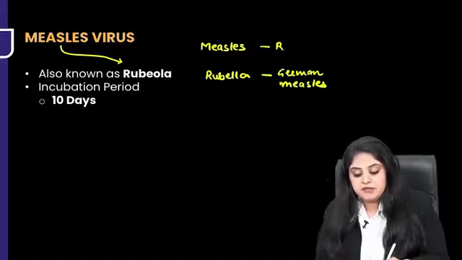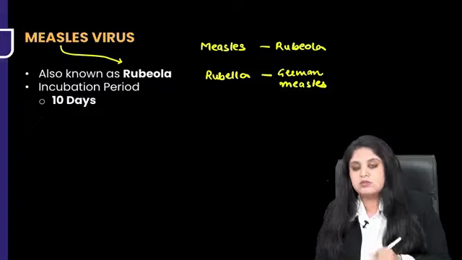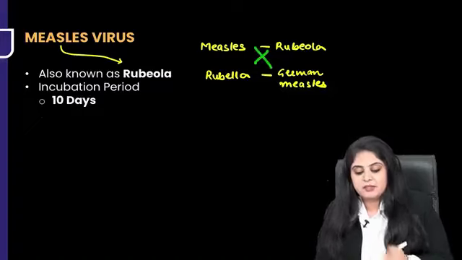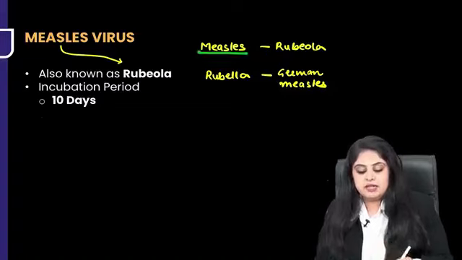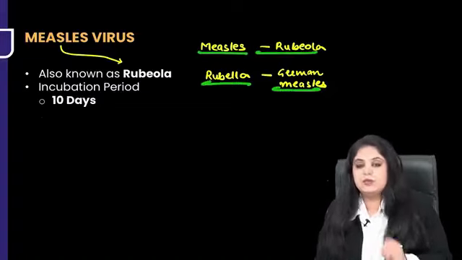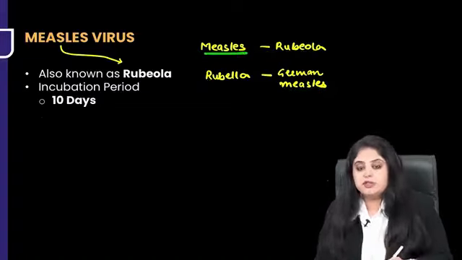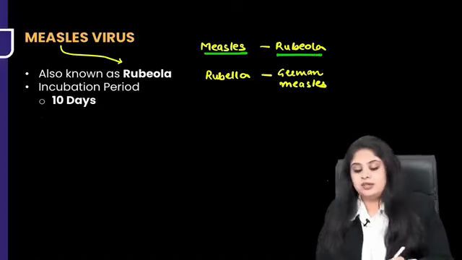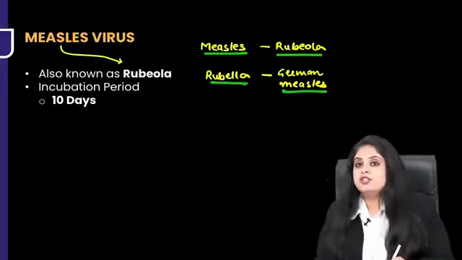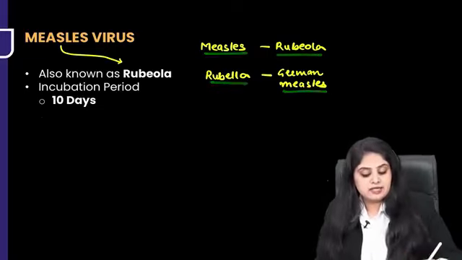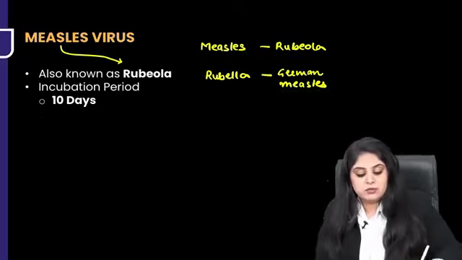And measles is referred to as rubeola. So there is a cross connection, okay? Remember the cross connection type. Only one measles will come, only one rubella will come. So if measles is written, don't write German measles, write rubeola. If rubella is written, then write German measles. One thing to note.